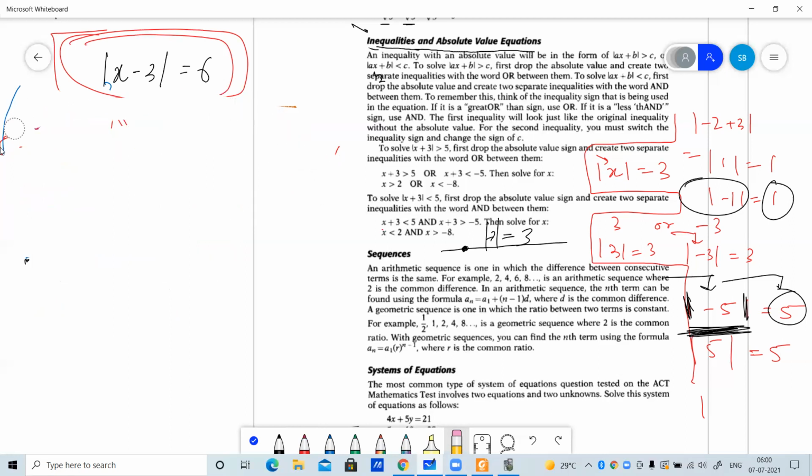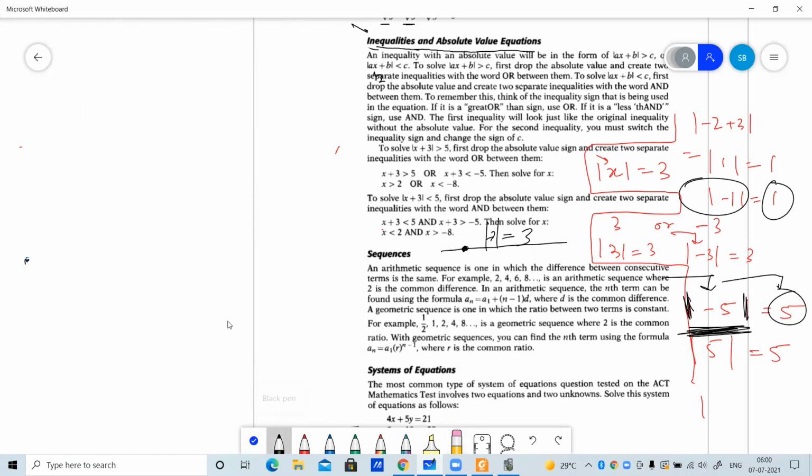But now we are going to do absolute value inequalities. That means you're not having an equality sign, you're having an inequality sign. As we did inequality, for example, 2x plus 3 is greater than 5. How do you solve it?